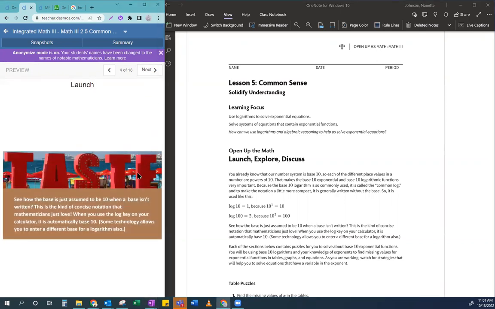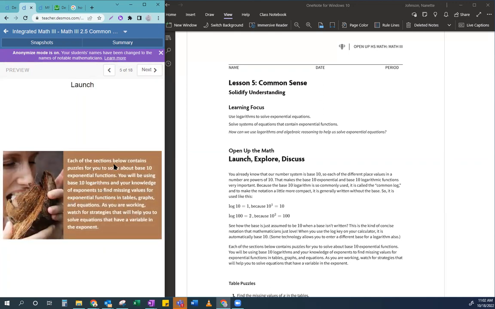Okay, very good. It says, see how the base is just assumed to be 10 when a base isn't written. This is kind of concise notation that mathematicians love. So I either say mathematicians are really efficient or really lazy, a little of both, right? So when you use the log key on your calculator, it is automatically base 10. Some technologies like our Desmos allow you to enter a different base for a log also.